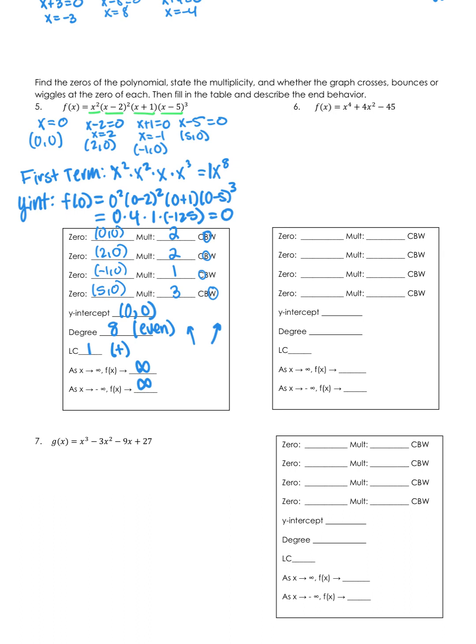Don't be scared of the x to the 4th. That doesn't really change much. What are you gonna do? There's 3 terms. What do you do when there's 3 terms? 2 numbers then multiply together to get what? Negative 45 and add together to get 4.